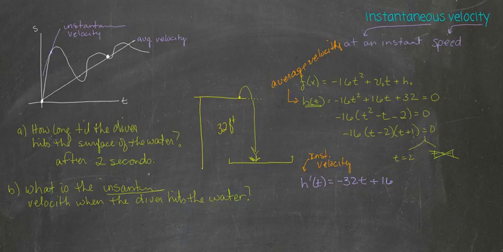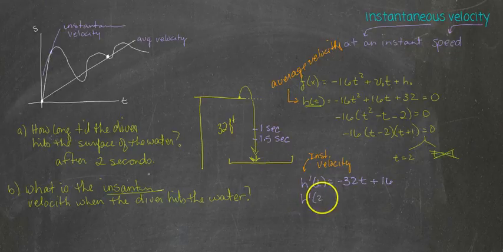So if I want to know exactly how fast this diver is going 1 second after they crossed this plane, I can put a 1 in for t and it'll tell me exactly how fast they were going at that very instant. If I want to know at 1.5 seconds, I can just put in 1.5 and it'll tell me the instantaneous velocity. But I want to know about 2 seconds because that's the instant the diver hits the water.